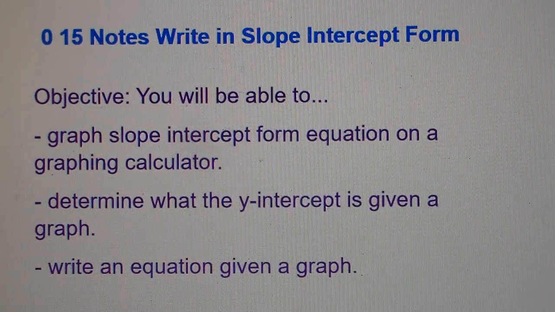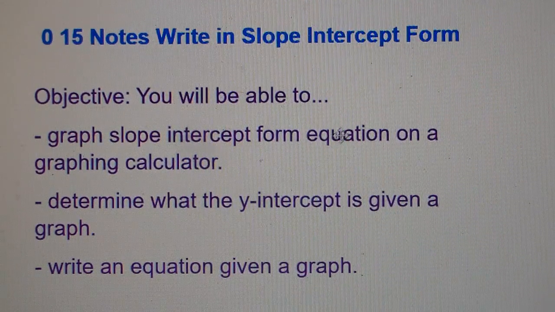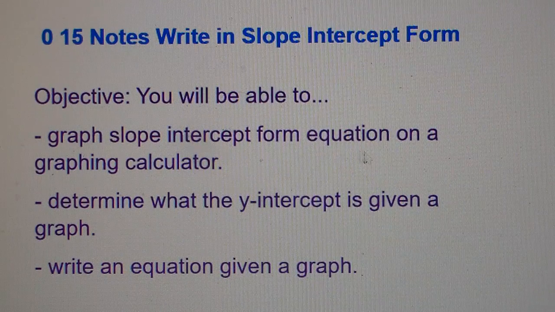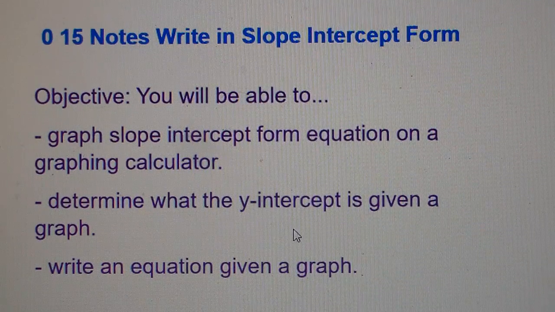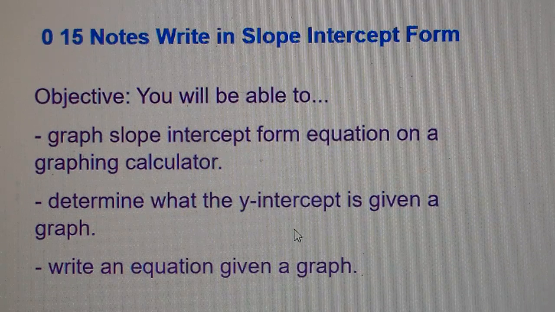Alright, ladies and gents, this is 015 Notes, writing in slope-intercept form. Objective: you'll be able to graph a slope-intercept form equation on a graphing calculator. You'll also be able to determine what the y-intercept is given a graph. And you're going to be able to write an equation given a graph.